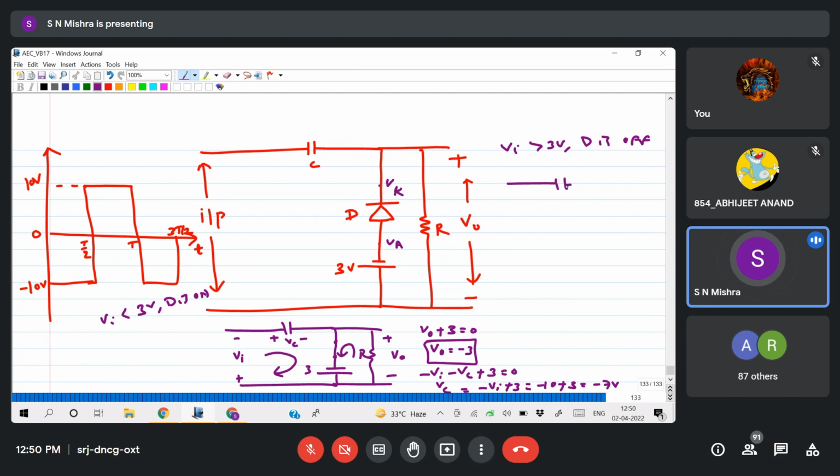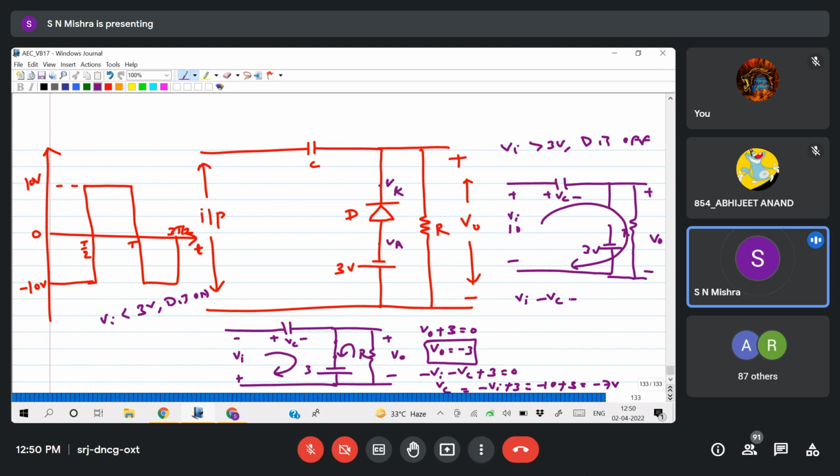क्या होगा तुम्हारा? Capacitor remains same. So I'm taking plus minus Vc, same here plus minus Vc, then off, then 3 volt. Here minus plus 10, or Vi also you can take. Apply KVL here: minus 2 plus Vi, then minus Vc minus V naught equals 0, V naught equals Vi minus Vc. Vi तुम्हारा कितना है 10, Vc कितना है minus of minus 7, so 17.